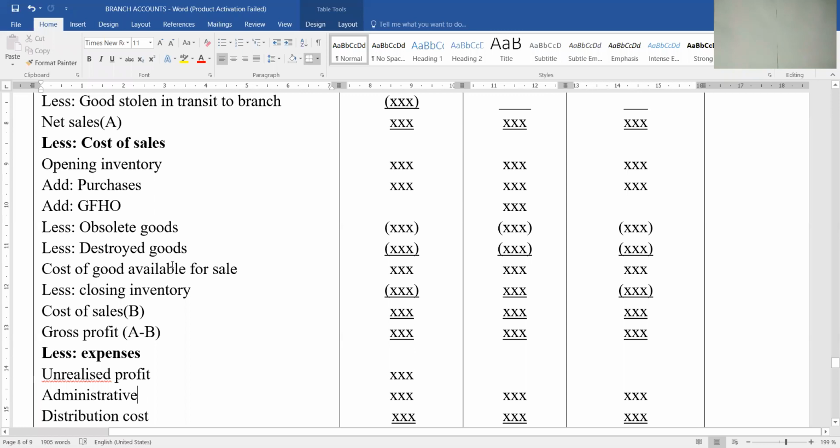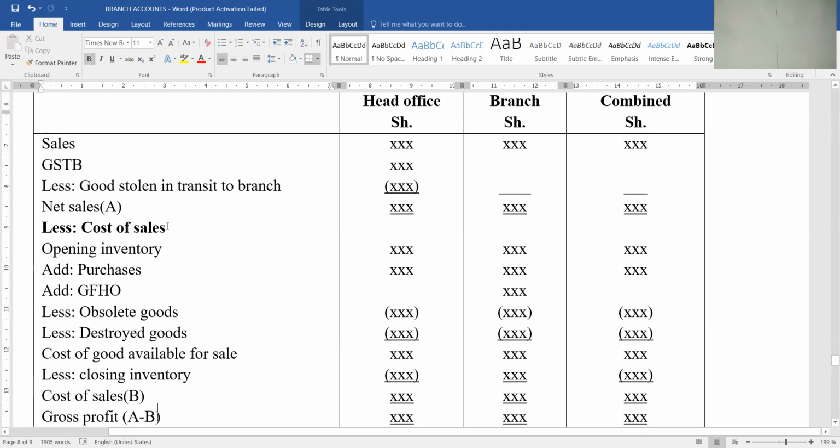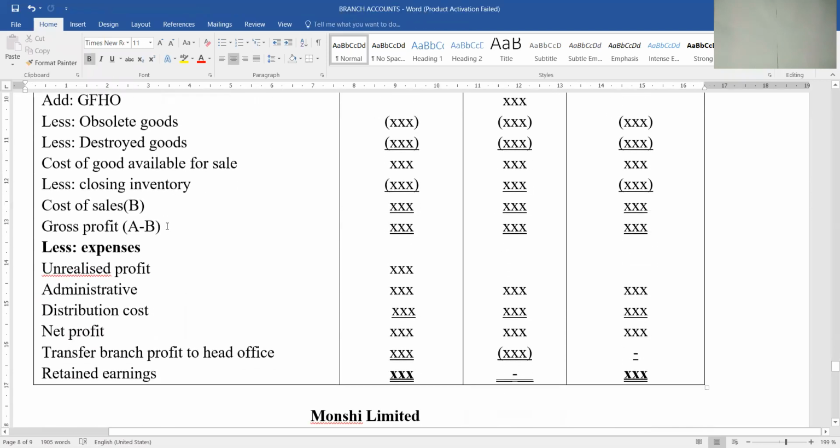So in order to get the gross profit, you have to check your net sales, which I named A. Then you have to raise your cost of sales, so you get a gross profit. Then you have to raise expenses, starting with unrealized profit, which I've already explained, because you will find that the profit of this head office is more. So it's overstated by what the branch never realized, because you will find that the branch never resold all the goods it received from this head office.